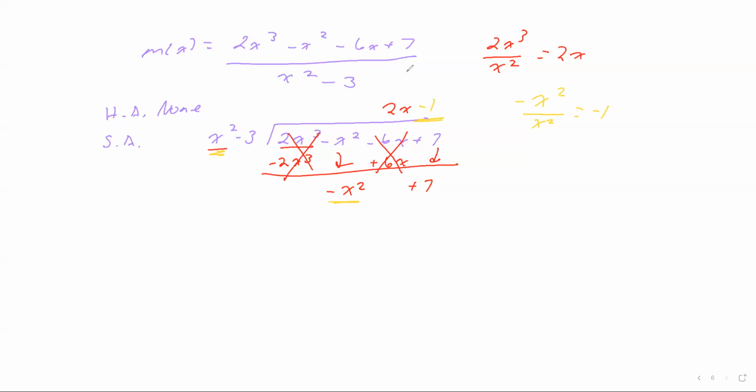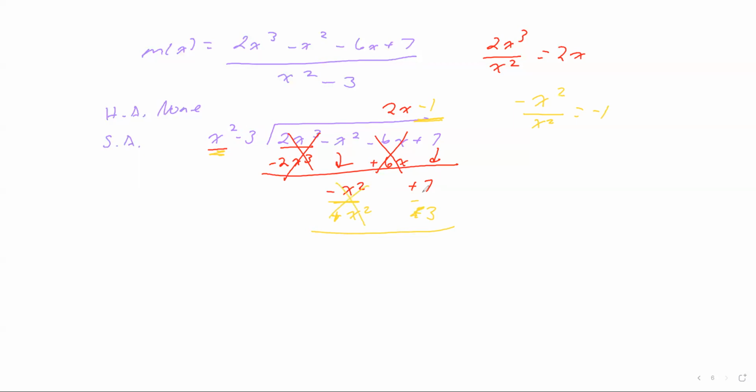Step two, take that result, multiply it back out. -1 times x squared is -x squared. -1 times -3 is +3. Step three was to then change the sign. So this becomes a positive. This becomes a negative. And then step four, just combine like terms.